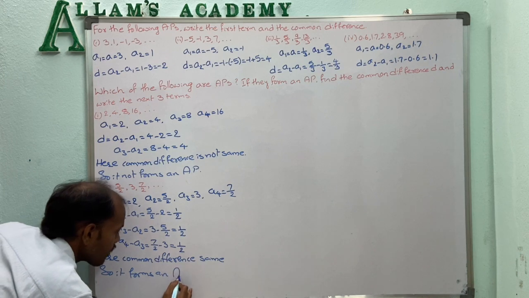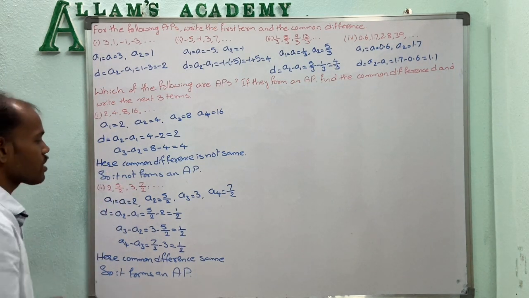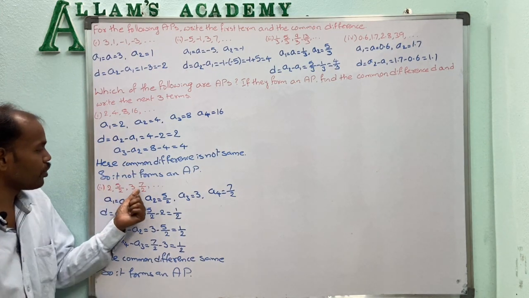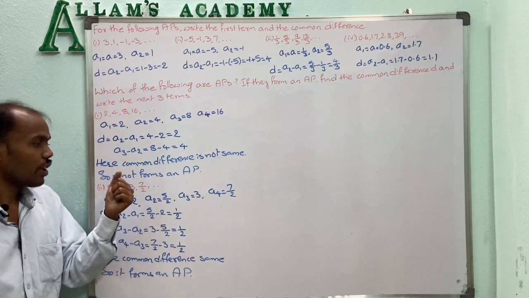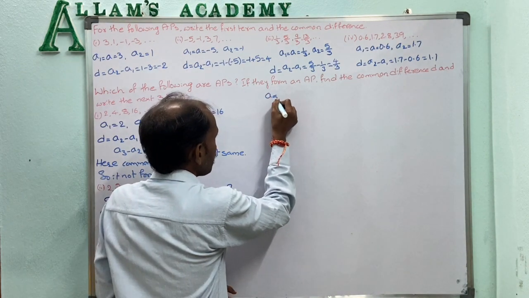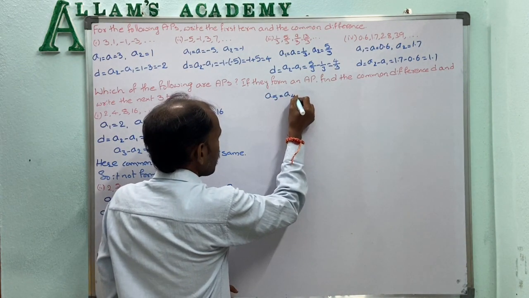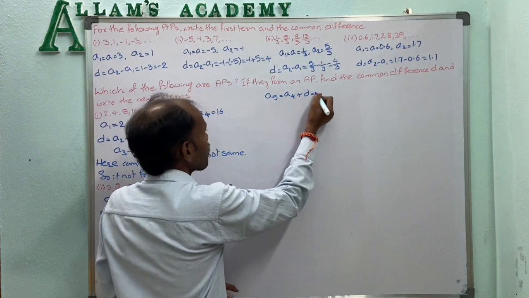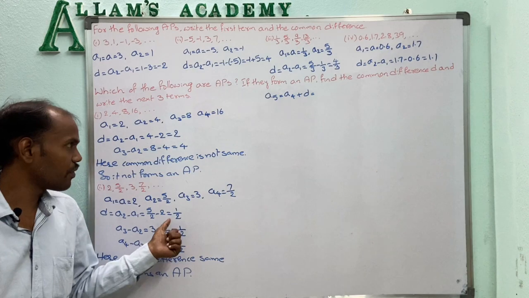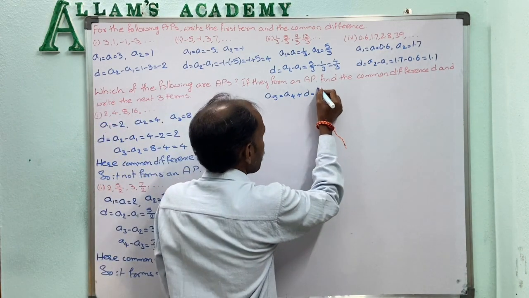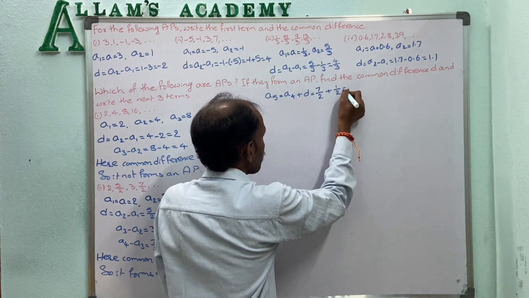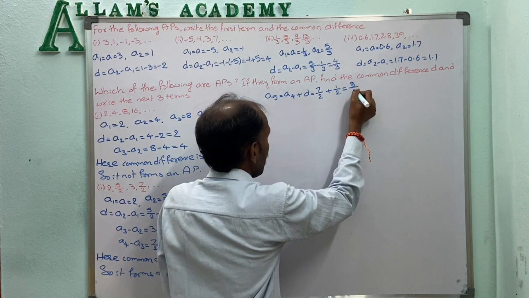It forms an AP, which means we have to find the next three terms, up to the given fourth term. Now the fifth term A5 is A4 plus D. A4 is 7 by 2 and the common difference is 1 by 2. So 7 by 2 plus 1 by 2 is 8 by 2.